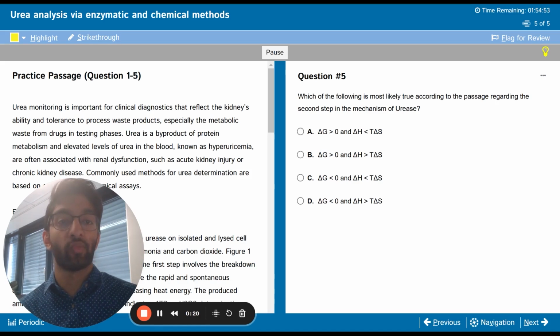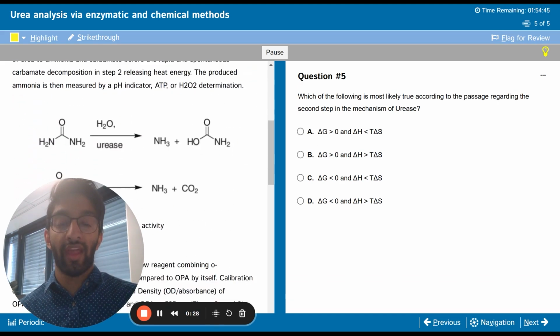And in this case, we are asked, which of the following is true in the second step of the mechanism of urease? And in order to answer this, and remember, always look at the answer choices before, we see that this is clearly asking us about that Gibbs free energy formula that you might have seen quite often, right? Delta G is equal to delta H minus T delta S. So that's when you want to calculate the spontaneity of your reaction, you can use this formula.